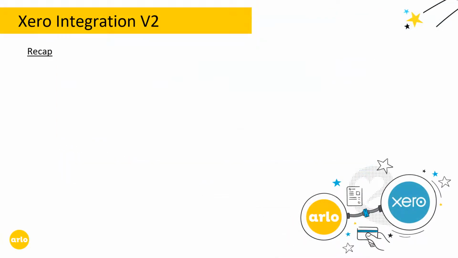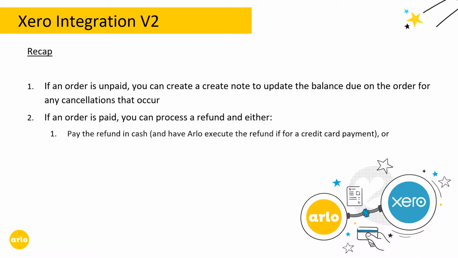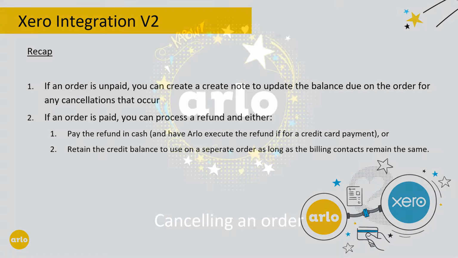So, just to recap on the cancellation and credit note processes, if an order is unpaid, you can create a credit note to update the balance due on that order for any cancellations that might occur or people that won't attend. If an order is paid, you can process a cash refund and either pay that refund in cash. Arlo can also execute that refund if it's for a credit card payment, or you can retain the credit balance to use on a separate order as long as the billing contacts are the same.